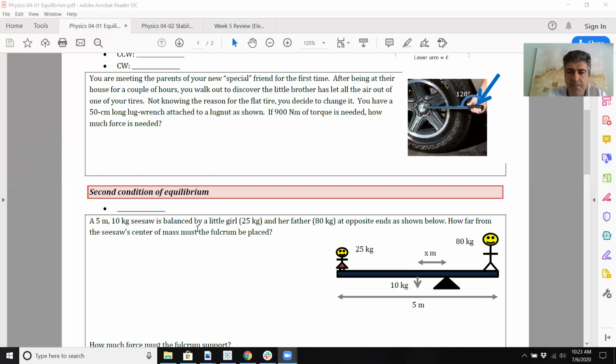So this right here is 50 centimeters, or it'll be 0.5 meters, because you do want to convert to meters. If 900 Newton times meter of torque is needed, then how much force do you actually have to apply? And you also have the angle as well.